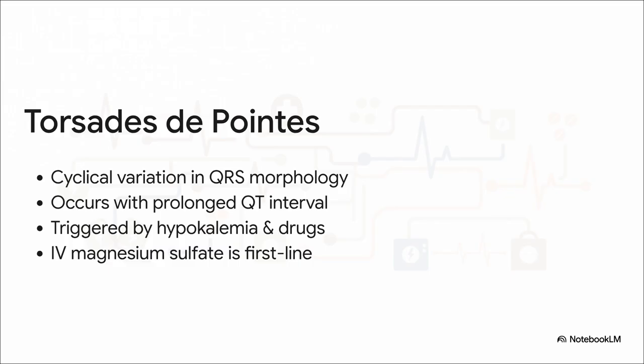If you have a conscious, stable patient, your absolute first-line therapy is IV magnesium sulfate plus potassium repletion and stopping any of those offending drugs. If they suddenly become unstable, immediate defibrillation is indicated. You'd also consider pacing or isoproterenol for recurrent pause-dependent episodes.